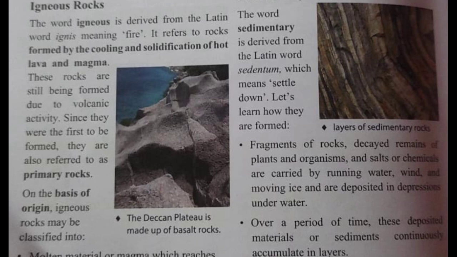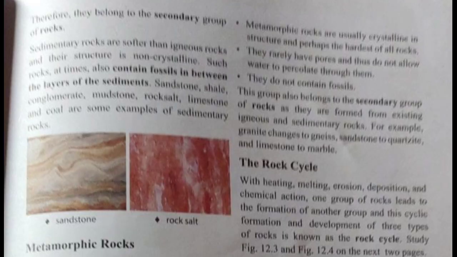intrusive rocks. When the rising magma during a volcanic activity does not reach the earth's surface and is cooled and solidified below the surface of the earth, the resulting igneous rocks are called intrusive igneous rocks. For example, granite.